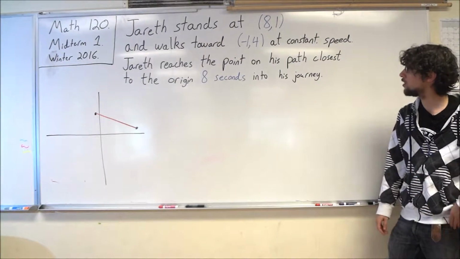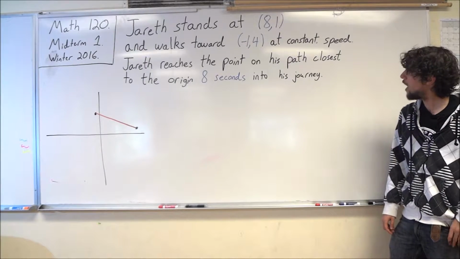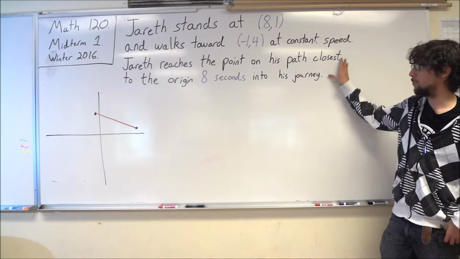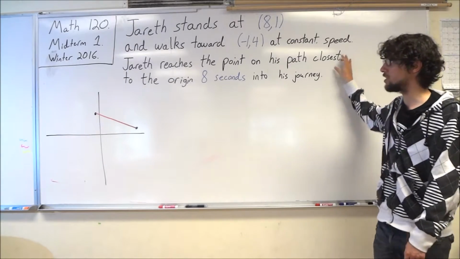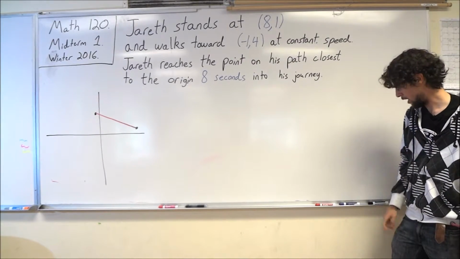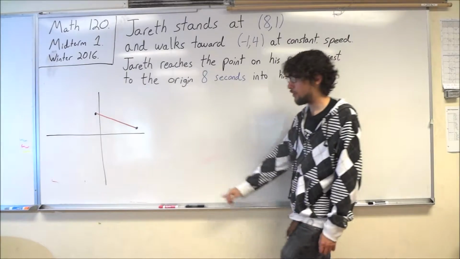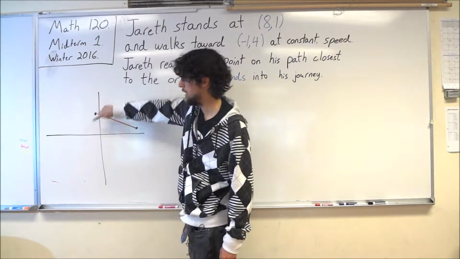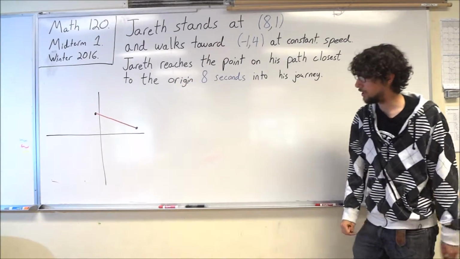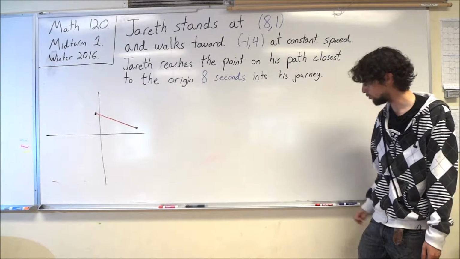So we might first wonder, can we find where this point in question is, this point on his path closest to the origin? You might think that this point right here would be that spot. It turns out that that's not quite true.